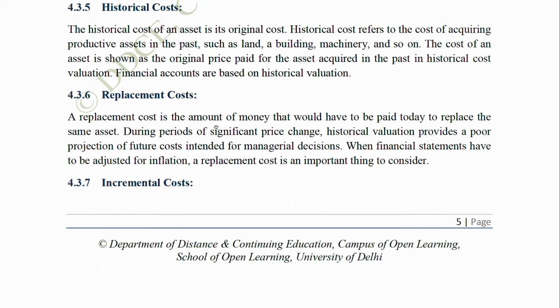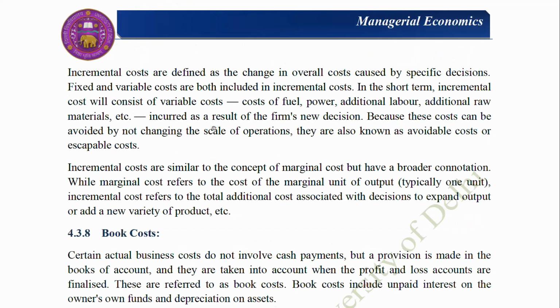4.3.7 Incremental costs. Incremental costs are defined as the change in overall cost caused by specific decisions. Fixed and variable costs are both included in incremental costs. In the short term, incremental cost will consist of variable costs, such as the cost of fuel, power, additional labor, additional raw material, etc., incurred as a result of the firm's new decision.